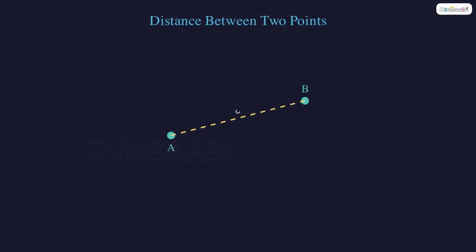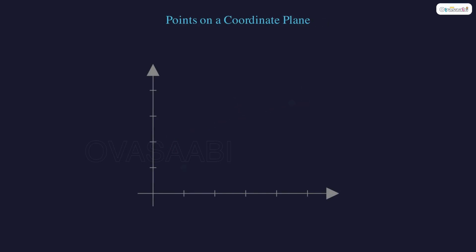If you and your friend are standing in different spots on a field, how would you calculate the exact distance between you? Today we'll learn the formula for that. The distance between 2 points is the length of the straight line joining them on a coordinate plane. We measure it using their coordinates.